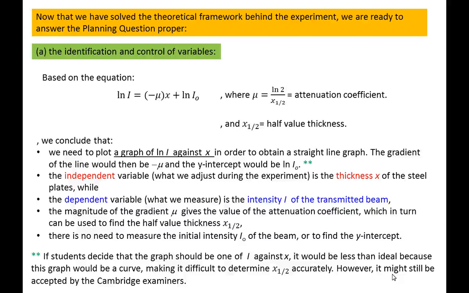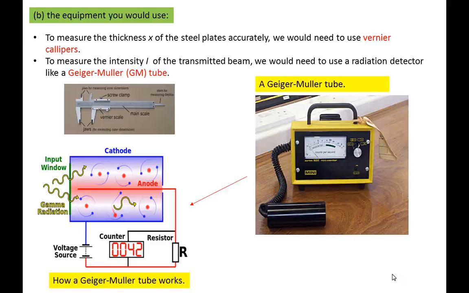Okay, we also conclude that there's no need to measure the starting intensity I naught, if you use this method, right? So you can see that as we think through the question, we are already coming to these conclusions, which you can then write in your answer, right? Okay, part B, equipment you will use. To measure thickness of steel plates accurately, you need vernier calipers or micrometer screw gauge.